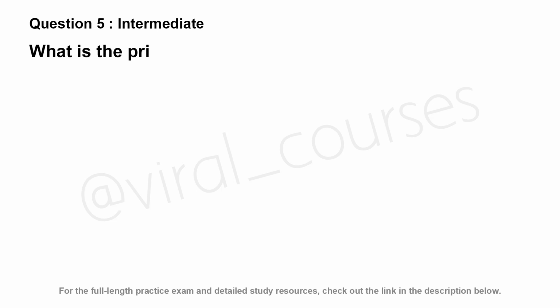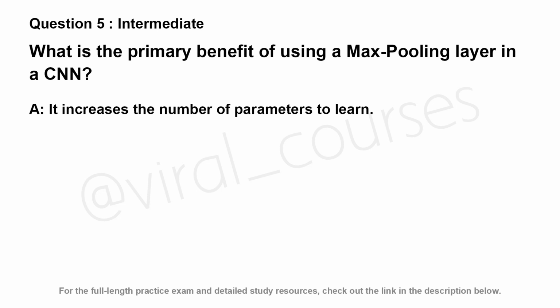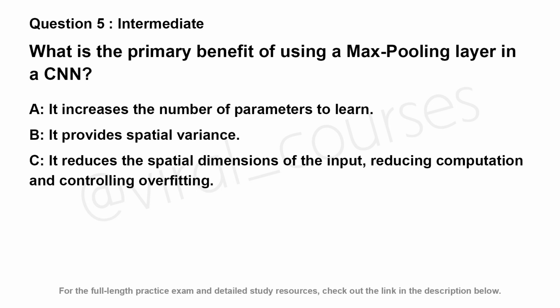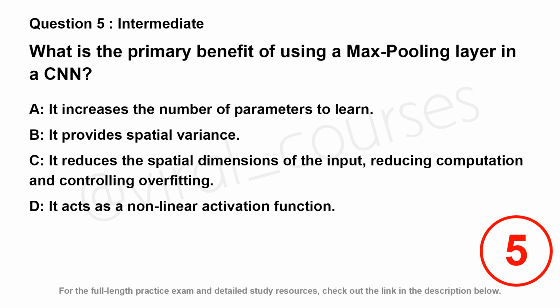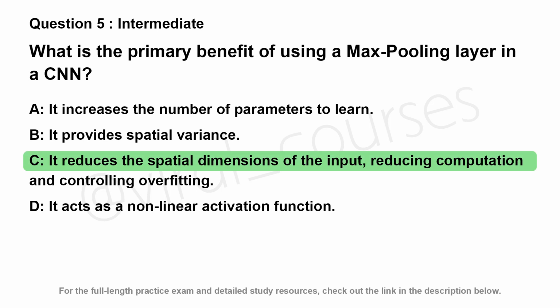What is the primary benefit of using a max pooling layer in a CNN? Option A. It increases the number of parameters to learn. Option B. It provides spatial variance. Option C. It reduces the spatial dimensions of the input, reducing computation and controlling overfitting. Option D. It acts as a nonlinear activation function. The correct answer is C.